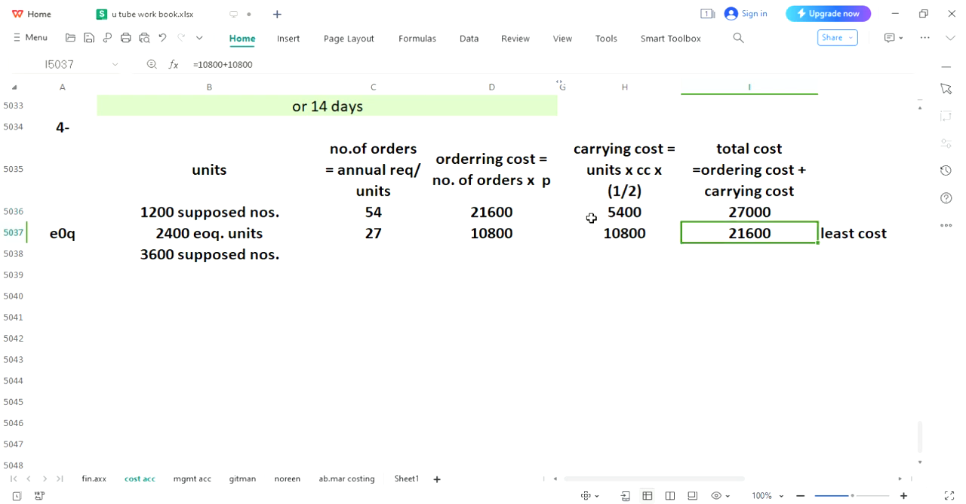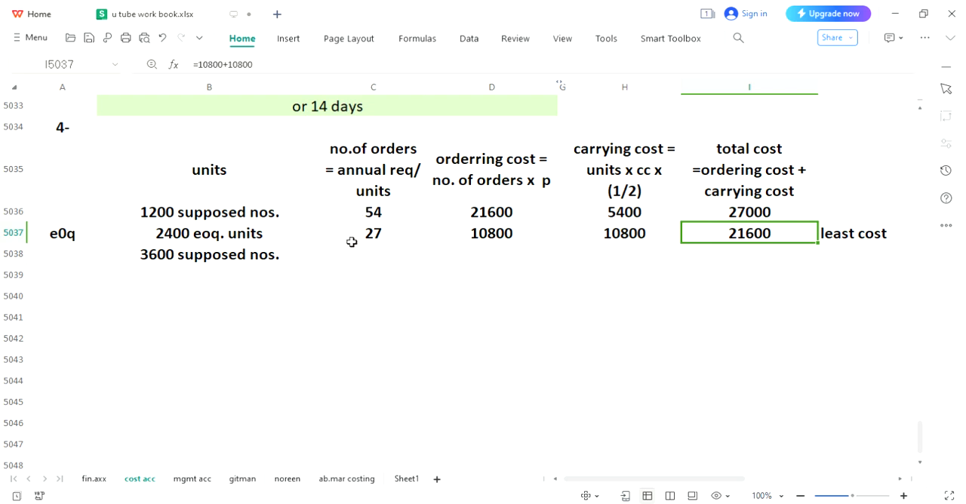Look, it's not magic. We have seen that under economic order quantity, when you give an order of 2400 units, you will have the least cost. This was our claim, and you can see that if you decrease your number of units from 2400 to 1200, your cost has increased. Why is it happening? Because if you choose fewer units, you will have to give more orders. More orders means for each order your cost is separately accumulated.